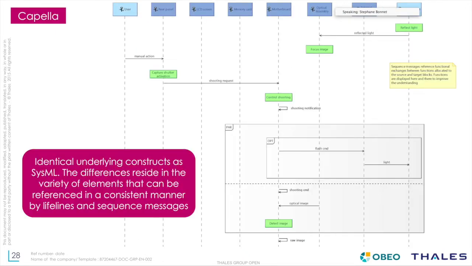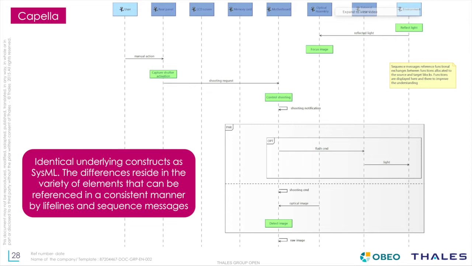In Capella, we rely on the exact same underlying constructs as SysML. So it's basically a one-to-one mapping. The main difference resides in the variety of elements that can be referenced in a consistent manner by lifelines and sequence messages. What you see in this example is components in lifelines, and the sequence messages are actually what would be object flows in activity diagrams. The green boxes that you see are functions allocated to components, equivalent to activities or actions. Time-ordered presentation of activity diagrams in a sequence diagram, kind of.